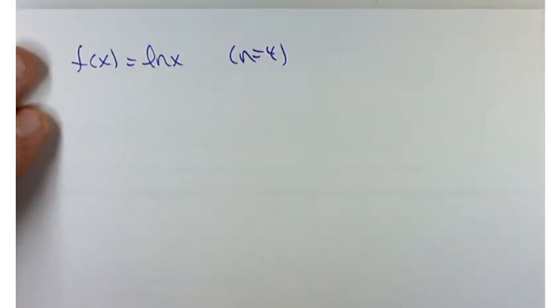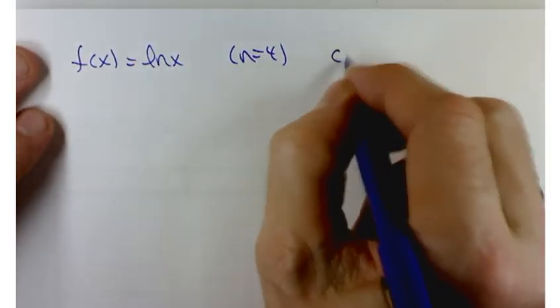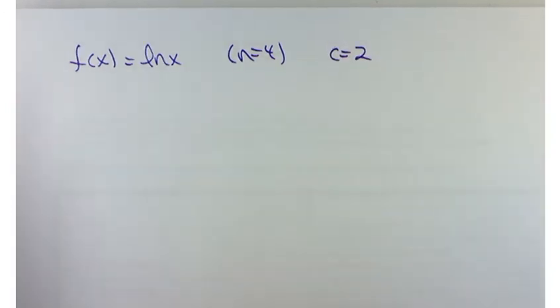So f of x is ln of x. We want an n equal 4 degree polynomial, and want that approximation centered at c equals 2. So good luck.